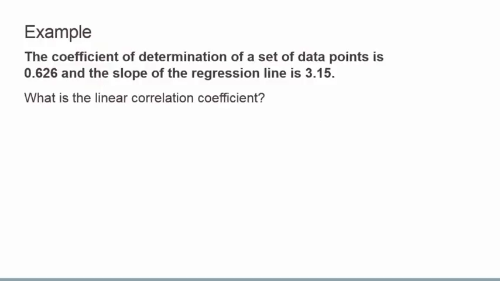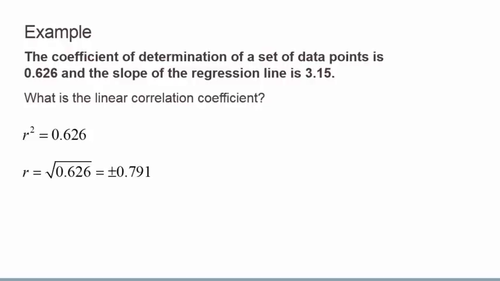Example: the coefficient of determination of a set of data points is 0.626, and the slope of the regression line is 3.15. What is the linear correlation coefficient? Since we are given our coefficient of determination, we know that r squared equals 0.626. I can find my linear correlation coefficient by taking the square root of 0.626. So r would equal plus or minus 0.791.